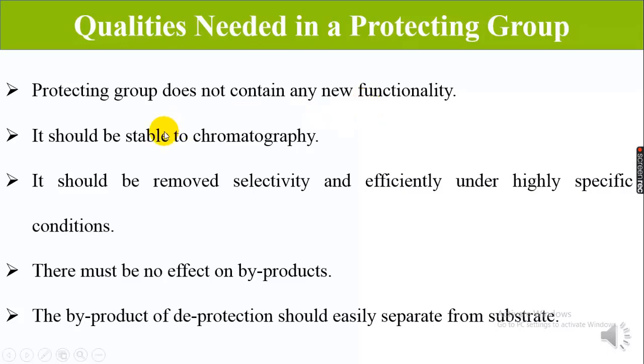It should be stable to chromatography for separation and identification. It should be removed selectively and efficiently under highly specific conditions. Meaning it is easy to remove because we have to remove it from the molecule. There must be no effect on the byproduct. It does not affect the byproduct or cause impurity. The byproduct of deprotection should be easily separated from the substance because separation is done for purity, and it does not cause any impurity.